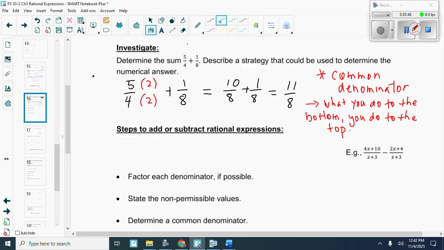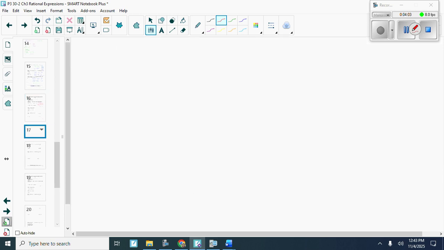Okay, common denominator, what you do to the bottom, you have to do to the top. And then we just add our numerators. Guys, I don't have room on there, so I'm just going to make a little page. Let's just do a couple more examples just so that we remember.